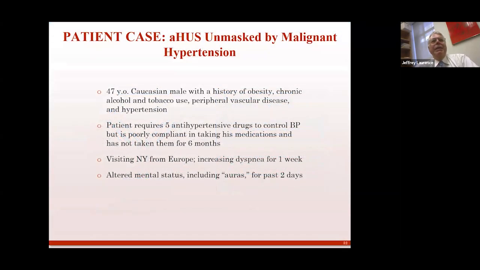Oh, and then just to show you, this is a typical case that we had in our hospital where there was a disagreement between the hematologist and the nephrologist, to show you how we treat this. It's a 47-year-old male, obese, chronic alcohol use, hypertension. He was supposedly taking 5 antihypertensive drugs to control his blood pressure, but he was poorly compliant, decided to stop them for 6 months. He was living in London. He came to New York City to visit, with increasing dyspnea for a week. His relatives then noted altered mental status, including auras, for 2 days.